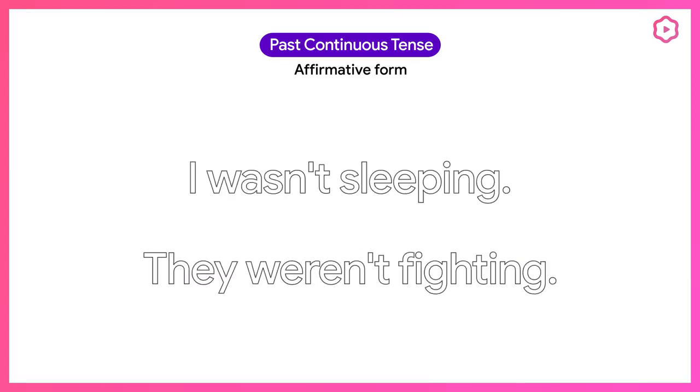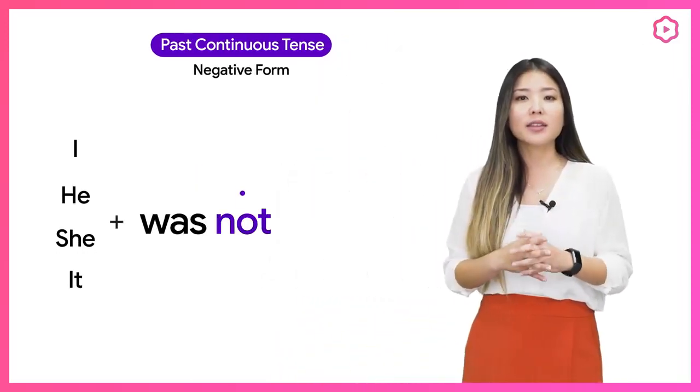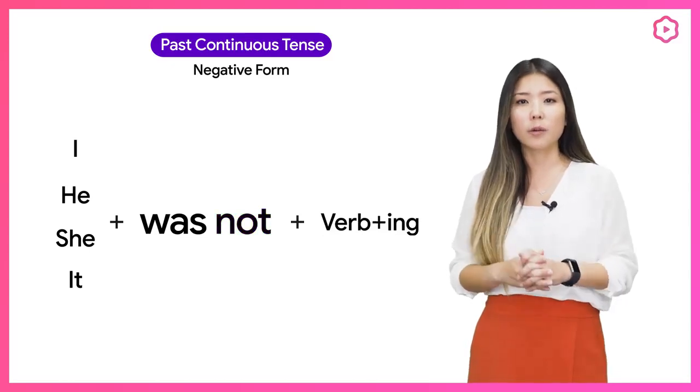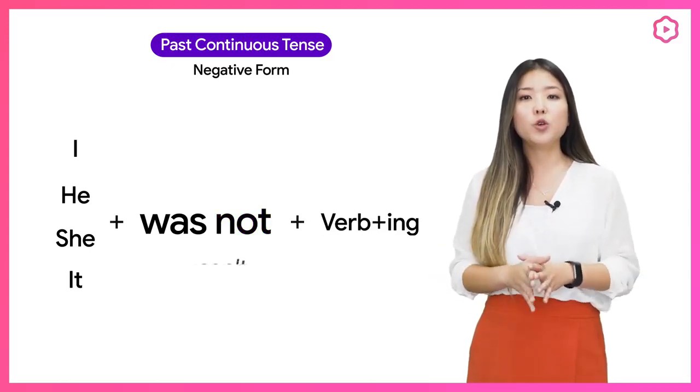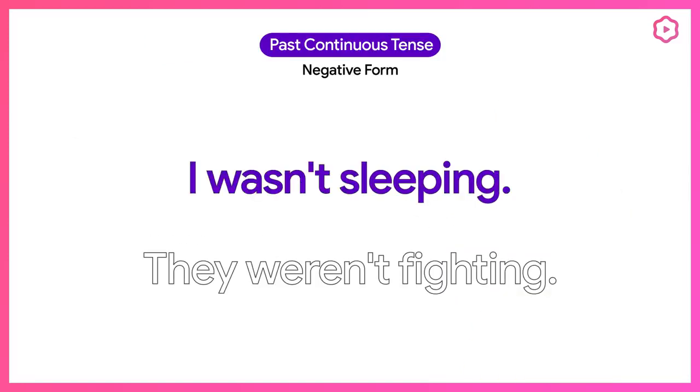Now, let's take a look at the negative form. I wasn't sleeping. All we have to do is add not after was or were. And in this example, we use the contraction wasn't. I wasn't sleeping.